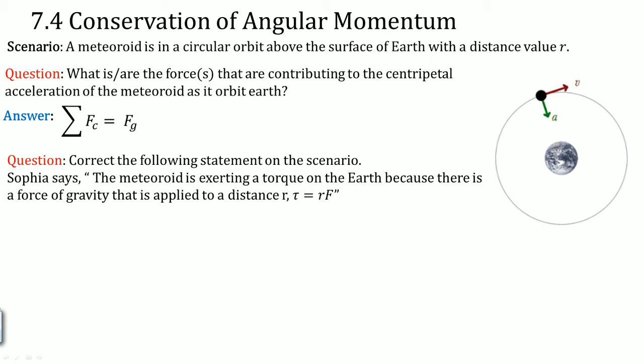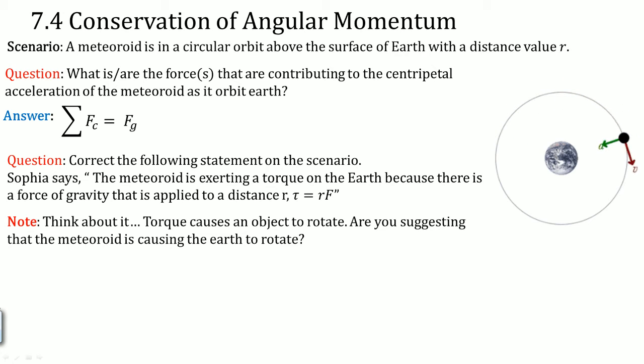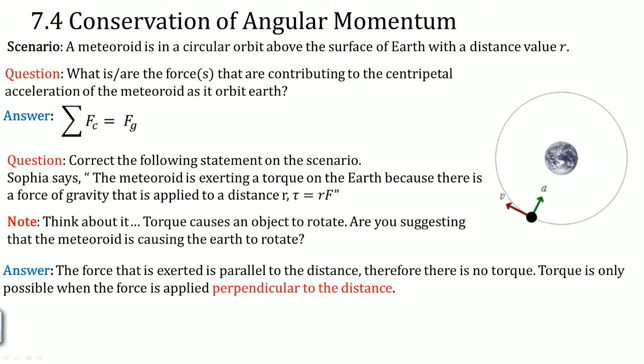Well, if Sophia's right, I want you to think about it. Torque causes an object to rotate. If the meteoroid is causing a torque, that means you're suggesting that the Earth is rotating. Is the Earth rotating because the meteoroid is going around it? Think. That's not the case.